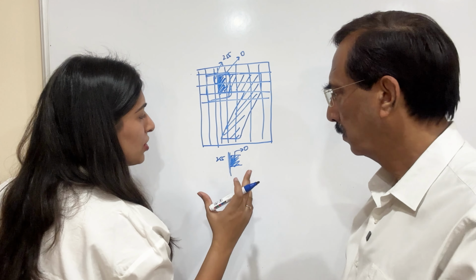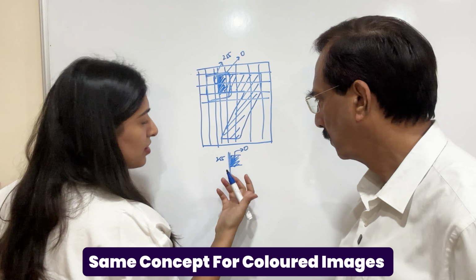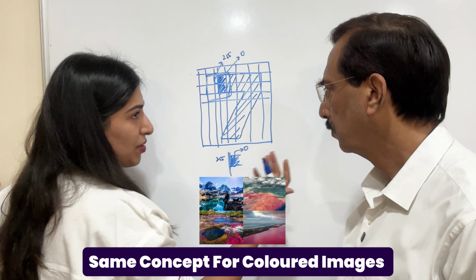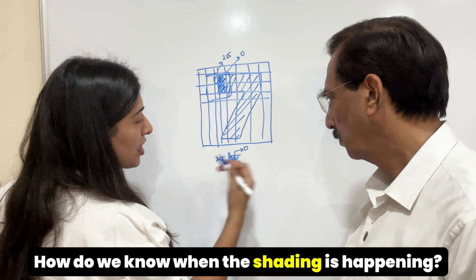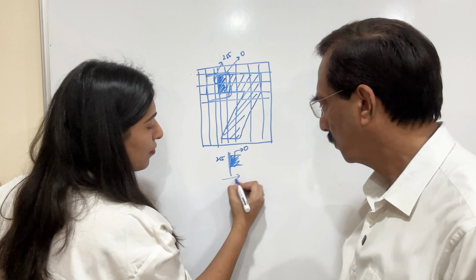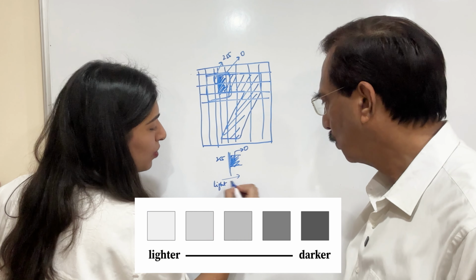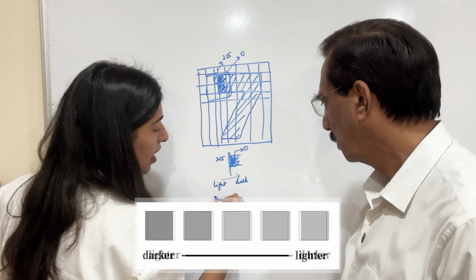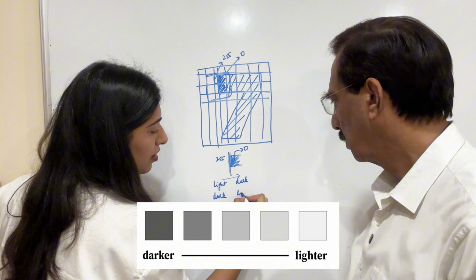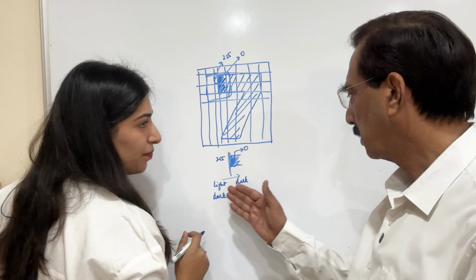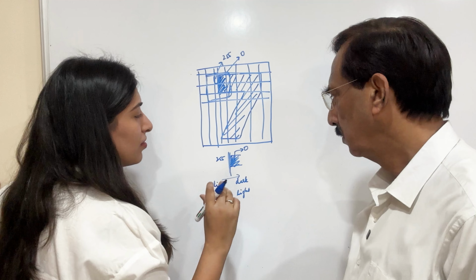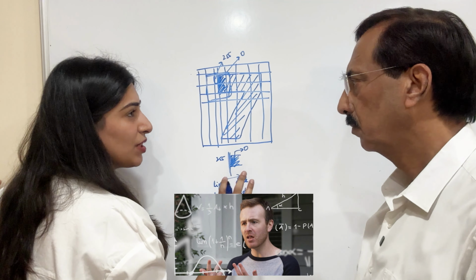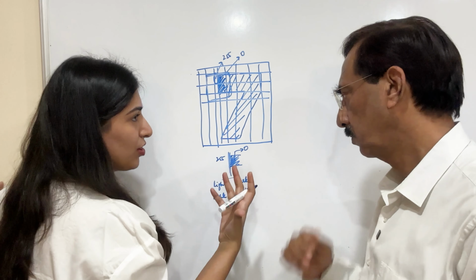But we also want to extend this same concept to colored images. We want to understand how we will know when the shading is happening, when we go from a lighter shade to a darker shade, or from a darker shade to a lighter shade. So the pixel values will decrease here and increase there. Correct. Now, mathematically, let me give you a calculation to help you understand.